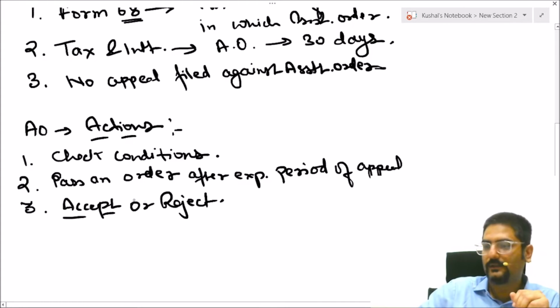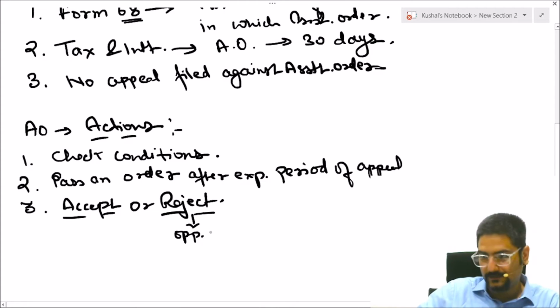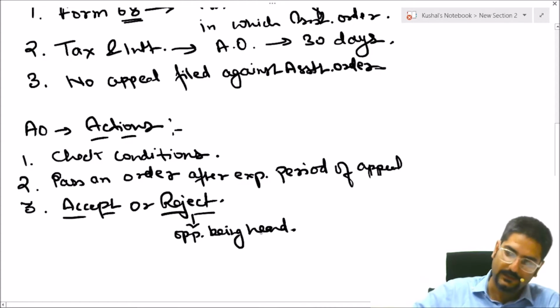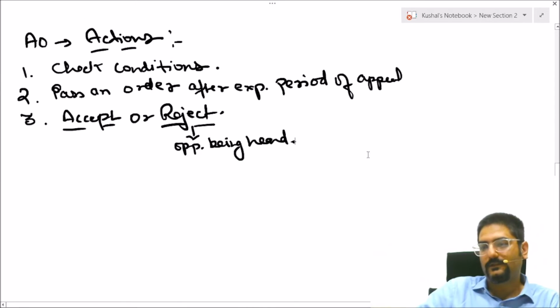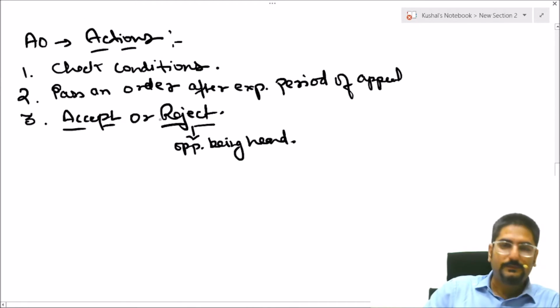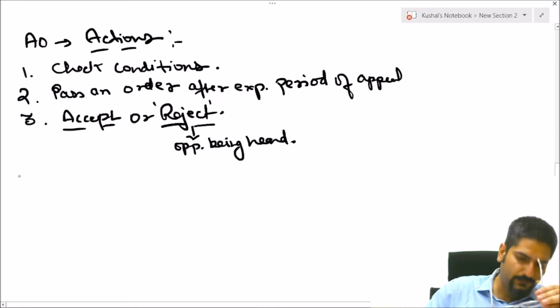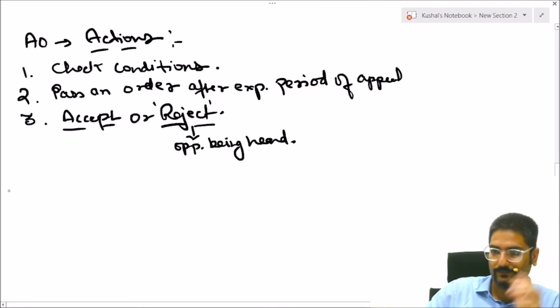If accepted, then you will get the favorable order that the immunity against the penalty under section 270A for underreporting has been granted. If the AO is rejecting it, then the opportunity of being heard must be given to the assessee. Before rejecting it, opportunity of being heard must be there to uphold the principles of natural justice.